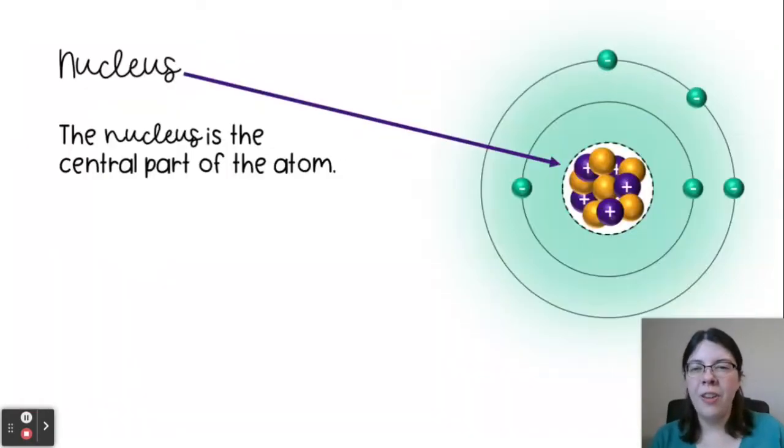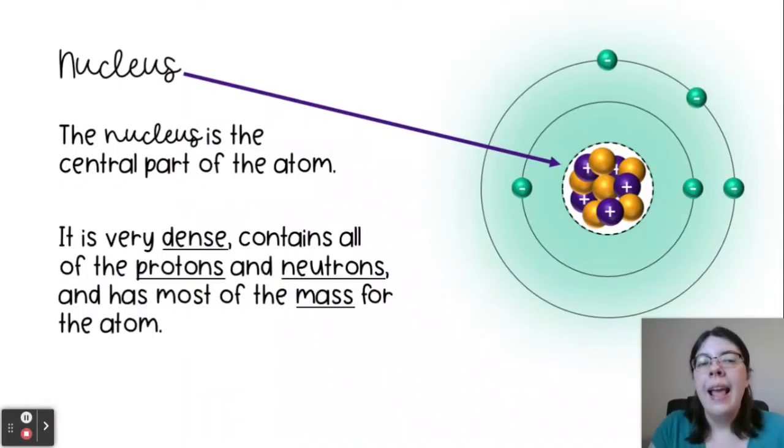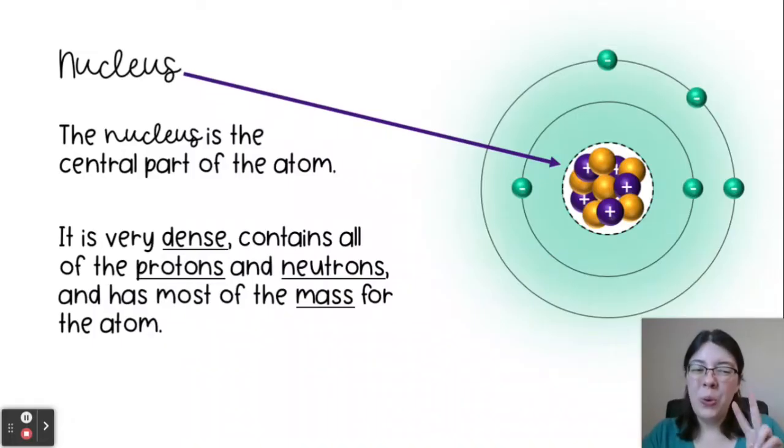So first of all, the center of the atom is known as the nucleus. In my picture here, that is that white circle area with the dashed line around it. And the nucleus is very dense because it has all of the protons and neutrons packed into a really small area. And because of this, it has most of the mass of the atom. So in the center, we have the nucleus with two different subatomic particles.